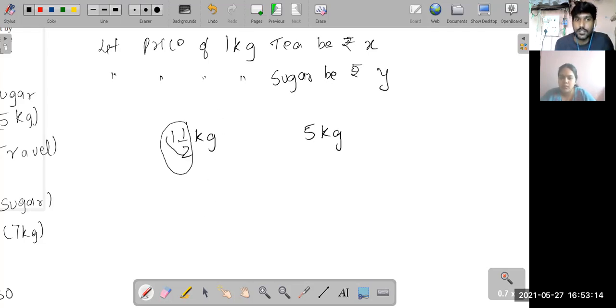You multiply this 1 and 2 and you add it to the numerator. So how would it be? Give the answer as a fraction. 2 into 1 is 2, plus 1 is 3. So that is 3 upon 2. So instead of 1.5, you can say 3 upon 2 kgs of sugar.